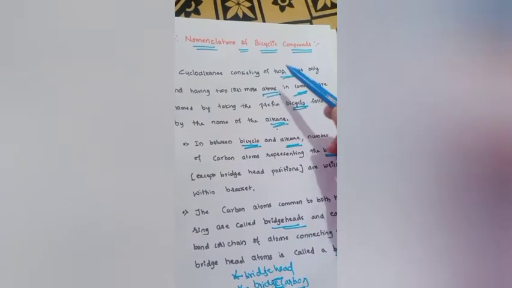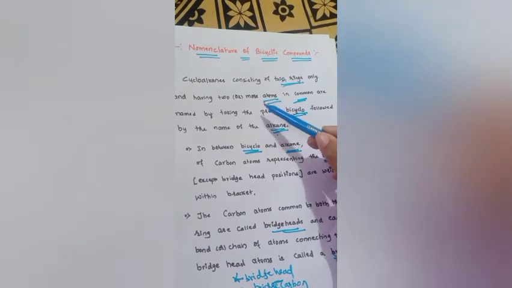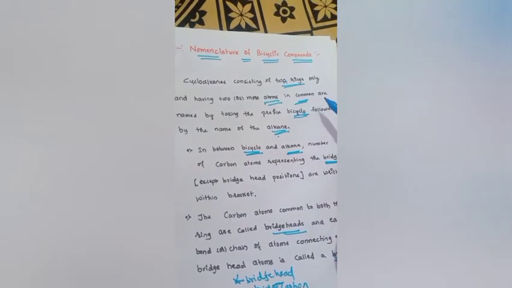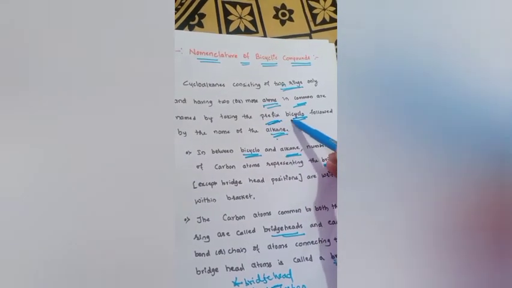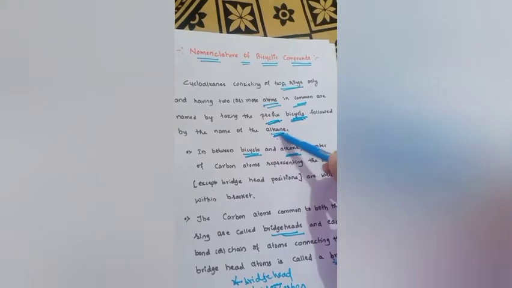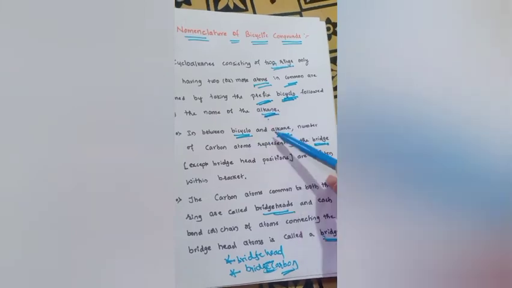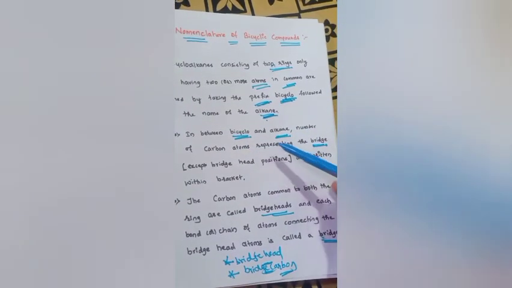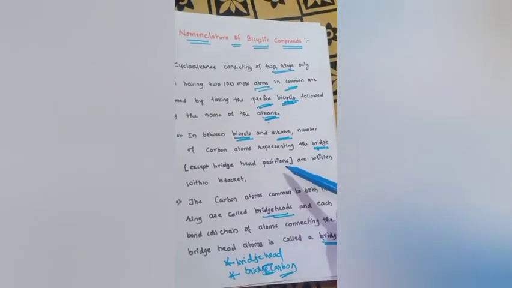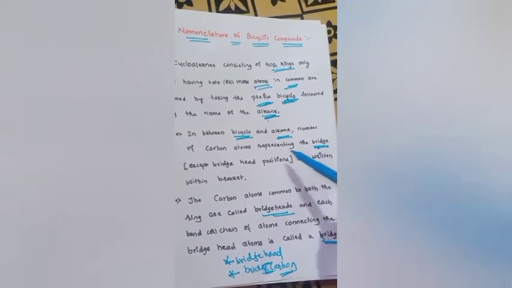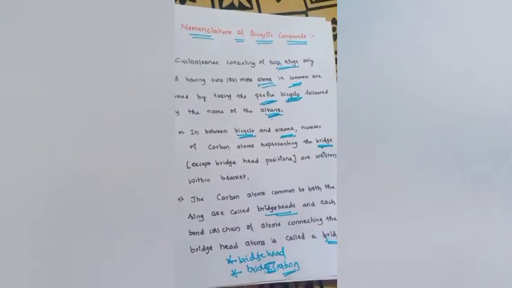Bicyclo means there must be the presence of two rings, and one or two or more carbon atoms are present in common. We use the prefix bicyclo and the suffix alkane. In between bicyclo and alkane, the number of carbon atoms representing the bridge, except the bridgehead positions, are written within brackets.